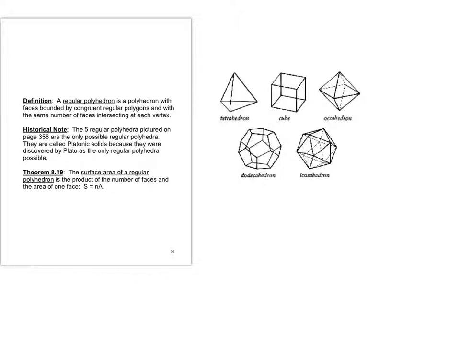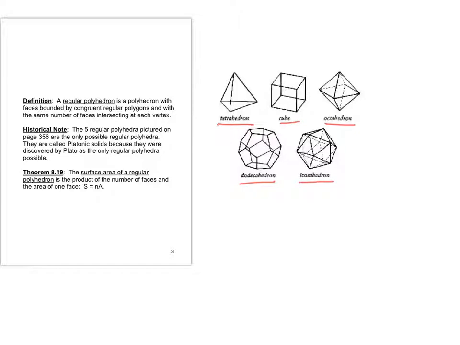And what's important to note is that on each figure, all of the faces are the same size. So like on an icosahedron, they're all equilateral triangles. On a dodecahedron, they're all pentagons. On an octahedron and a tetrahedron, they're all triangles. And on a cube, they're all squares.